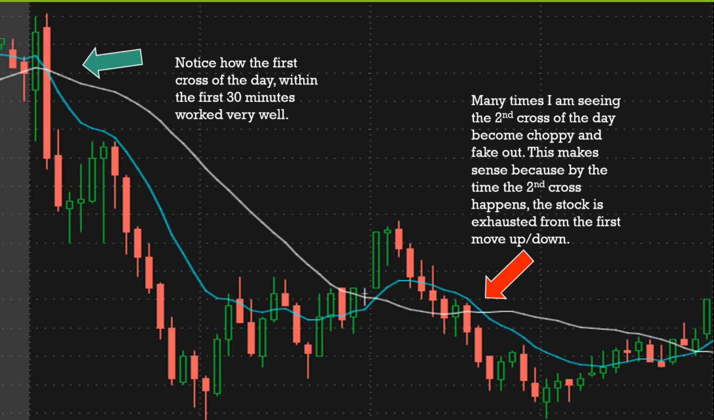Like I said, the first thing that I really noticed about this is that the first crossover of the day seems to work the best. You can see a good example of it here. It says, notice how the first cross of the day within the first 30 minutes worked really well. You can see it right here.